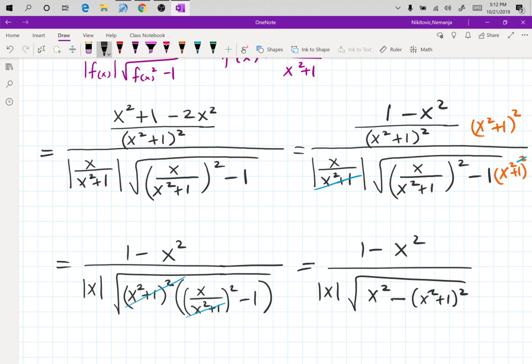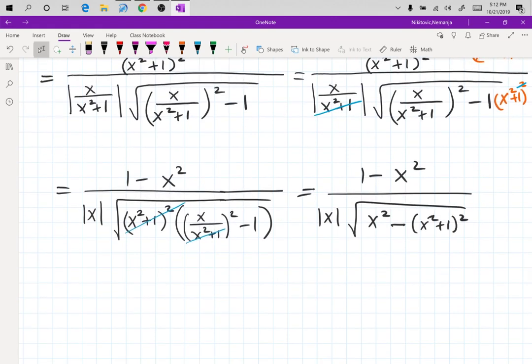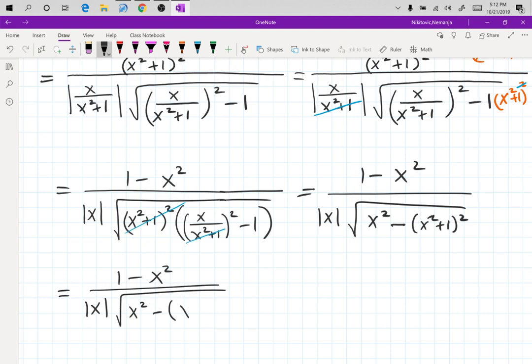Now, the squares are not going to cancel here with the square root because this is not a perfect square. I mean, you can make it and force it into a perfect square, but it's not. So we can try and simplify, but I don't think we're gonna get. Let's try. We have x squared minus, and now when I FOIL this, I get x to the 4th plus 2x squared plus 1. So that's when I apply that square.